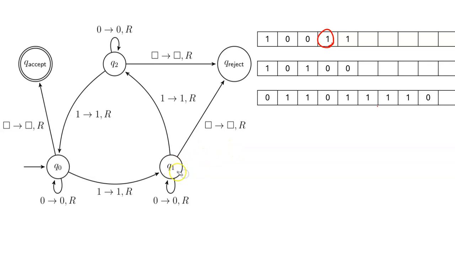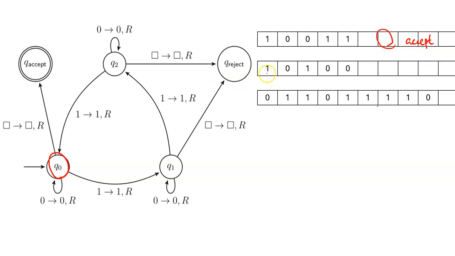We see a 1, which means we move to Q2 and we move to the right. A 1, which means we move back to Q0 and move to the right. And then we have a blank, which means we move to the right and we accept. So this one, we end up on that and we accept. Let's look at the next one.